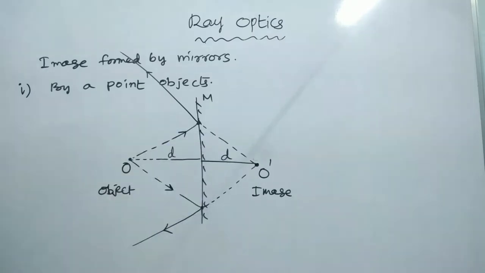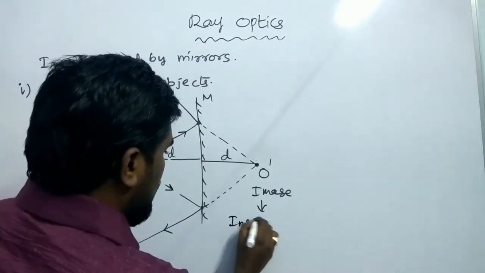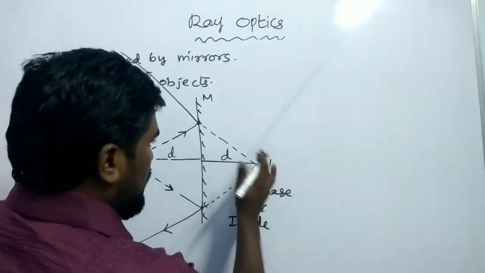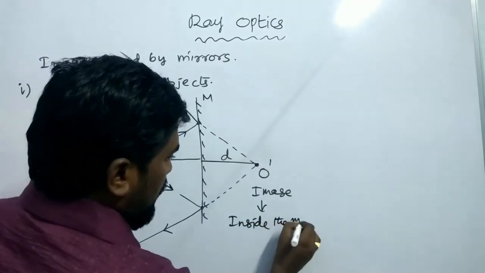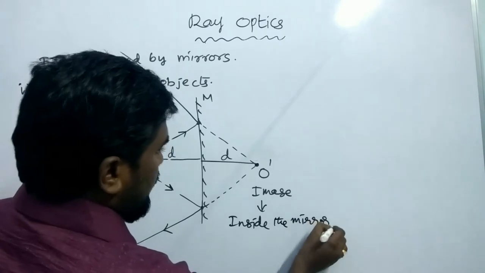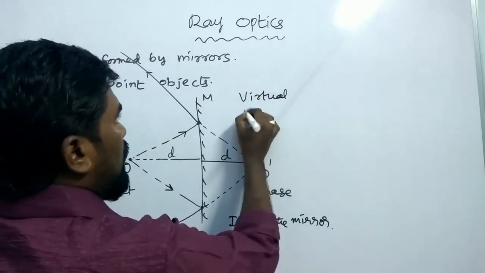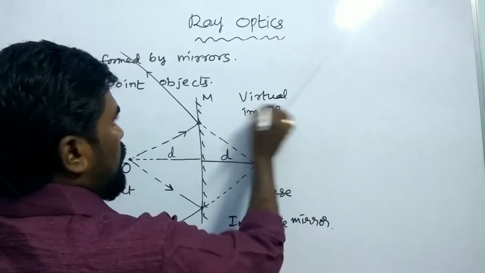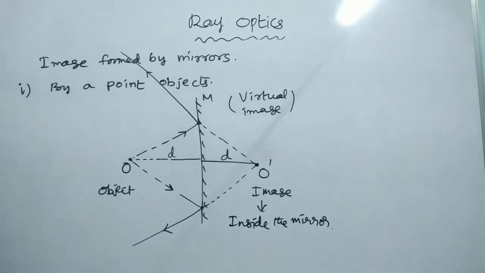The image formed by a point object will be formed inside the mirror. This is not the backside, it is inside the mirror. And the image is a virtual image. Remember it, virtual image. So what is a virtual image? An image which cannot be captured, it cannot be stored. That is the virtual image.